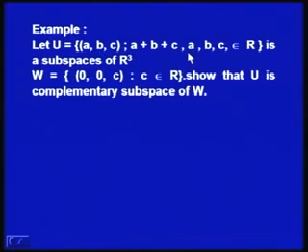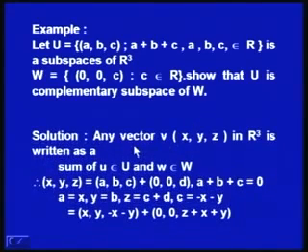Let us illustrate this with an example. So, let us consider U as the set of ABC satisfying the constraint A plus B plus C equal to 0, ABC belonging to R, and it is a subspace. Similarly, W is equal to the set of 0 0 C, C belonging to R. Then show that U is a complementary subspace of W. This we have already done in one of the earlier exercises.